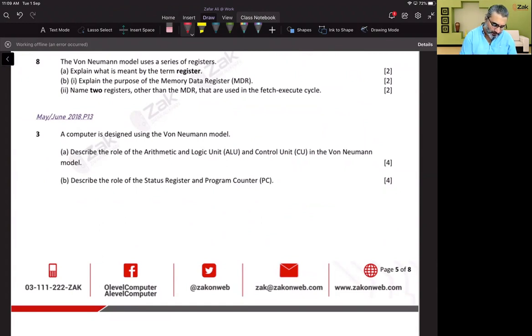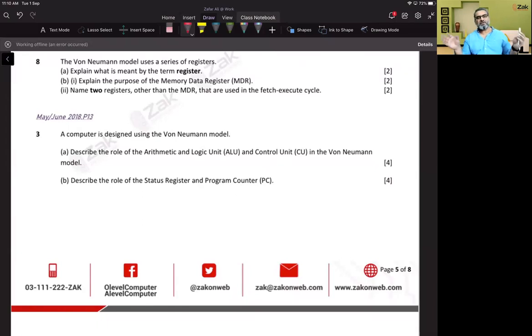Number B, 3B, describe the role of status register and program counter. Status register is having multiple bits, and every bit is interpreted for a different purpose. Every bit is also called the flag. Each flag is set dependent on an event. For example, if there is an interrupt, one of the bits is set. If there would be an overflow, another bit will be set. If there will be a carry, another bit will be set. Or if there would be a program error like division by 0, there will be a bit that will be set. So that is a status register.